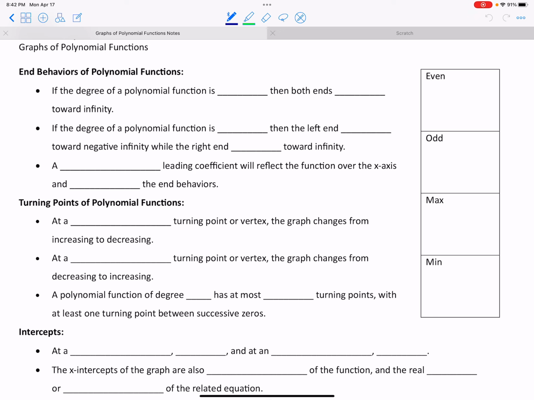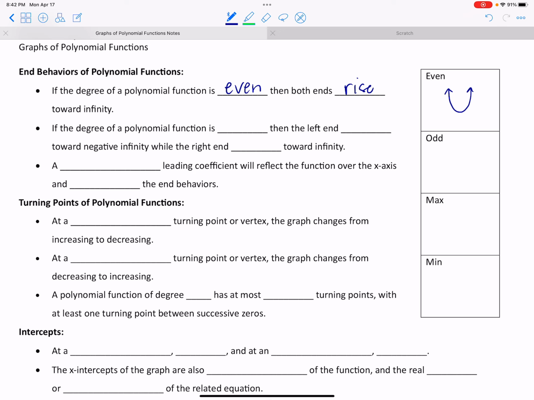So far, we have talked about end behaviors. We know that if the degree of a polynomial function is even, both ends are going to go up toward positive infinity. So think about y equals x squared, or x to the fourth, or x to the sixth. All of them sort of look like this. Again, both ends go up.